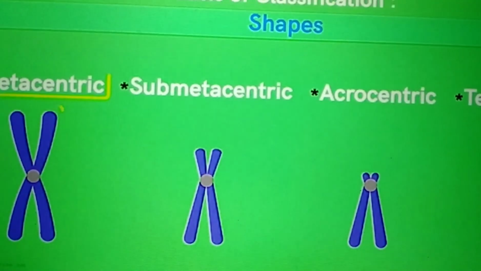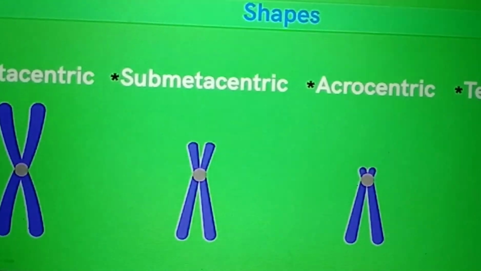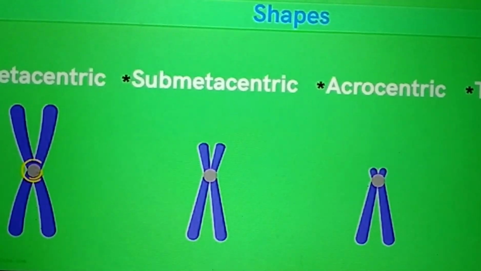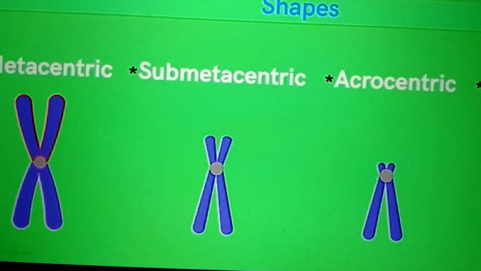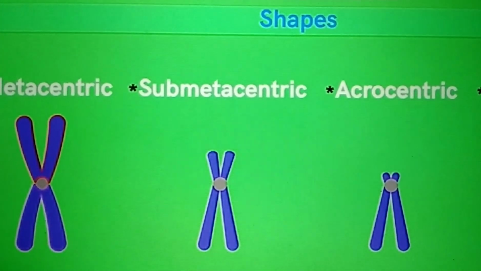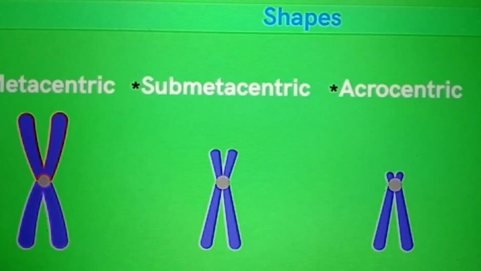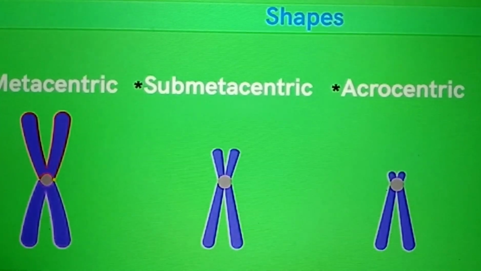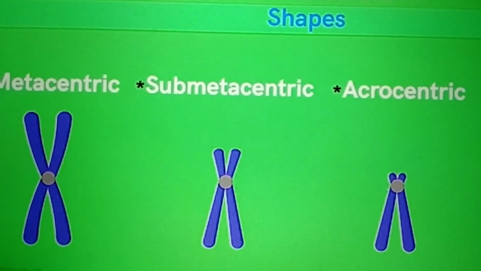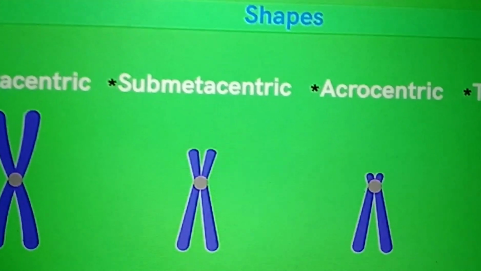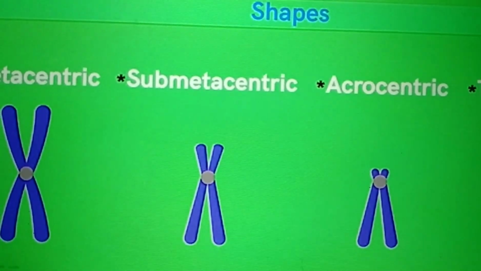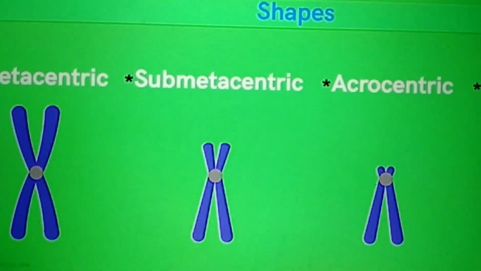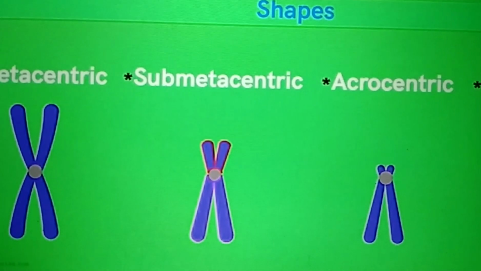This one is called metacentric type. As we can see, the centromere is placed almost exactly at the center. The two arms seem almost of the same length. We can say that the centromere is placed somewhat in the middle of the complete structure. Now the next type is the submetacentric. Here, the centromere is placed slightly away from the center. As a result, the two arms of the chromosome appear unequal.